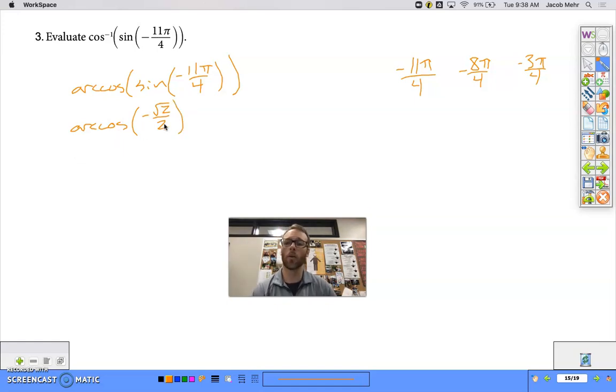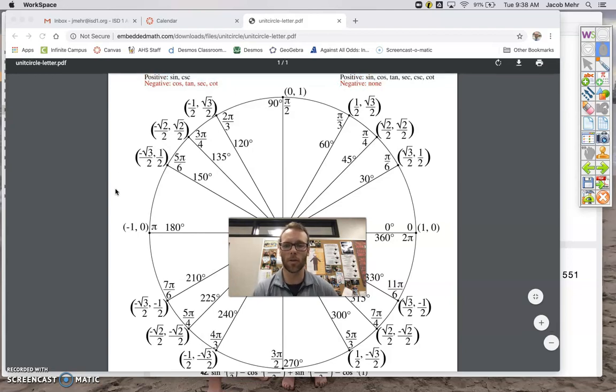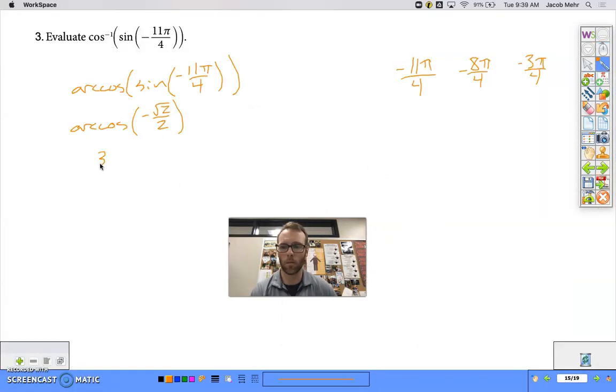Now we're going to find the arc cosine of negative root 2 over 2. So we go back to our unit circle. Arc cosine is the top half of the unit circle. So where on the top half of the unit circle is cosine equal to negative root 2 over 2? Right here, which is 3 pi over 4. There we go.